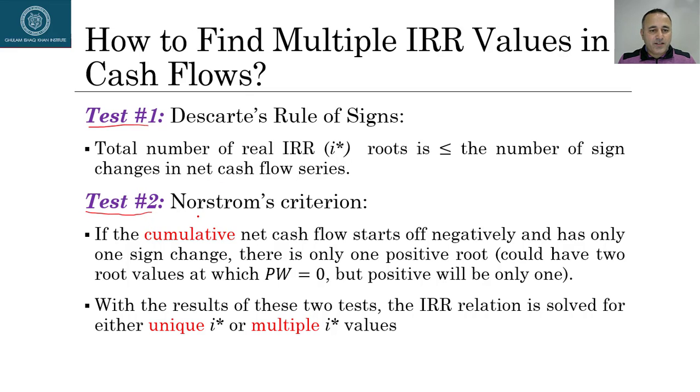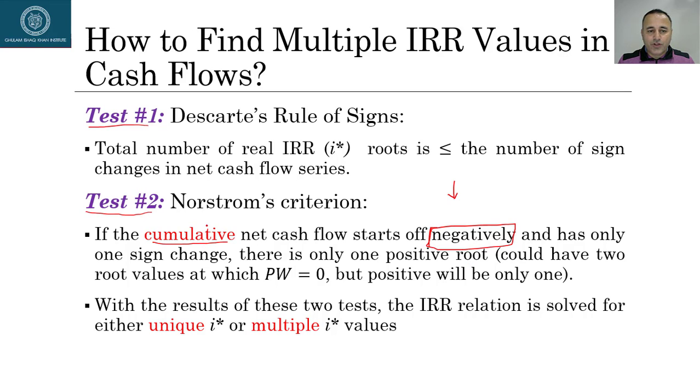Another test, test number 2, Nordstrom criterion. If the cumulative net cash flow starts off negatively, so the first cash flow has to be a cash outflow, represented by a downward arrow, and has only one sign change, there is only one positive root. Although these tests look a little bit complicated, once we implement those tests in an example, they are straightforward, nothing complicated.